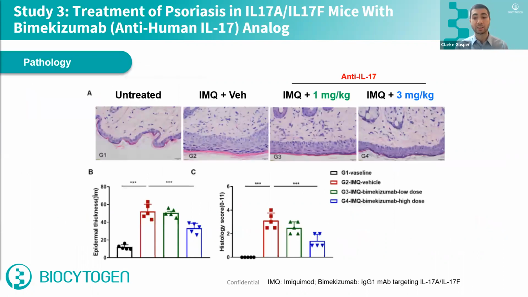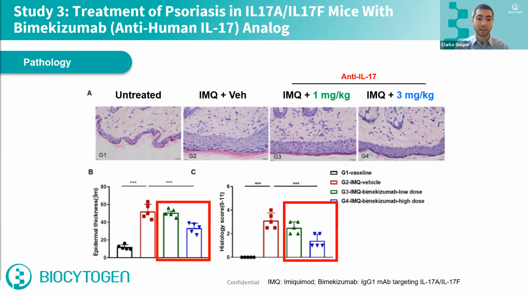In addition, histology analysis showed that higher doses of the anti-IL-17 treatment reduced disease severity via epidermal skin thickness and histology scores. And so together, these results show that Bimekizumab prevented psoriasis-like lesions in our double humanized IL-17 mice in a dose-dependent manner.